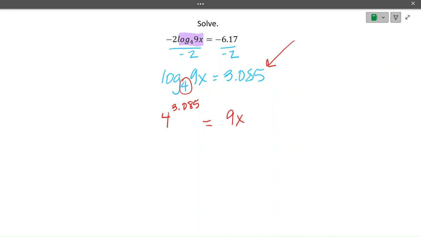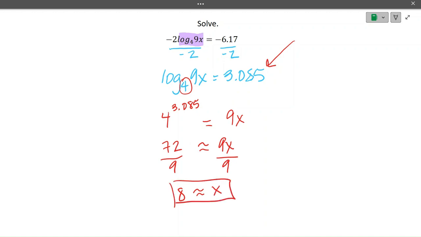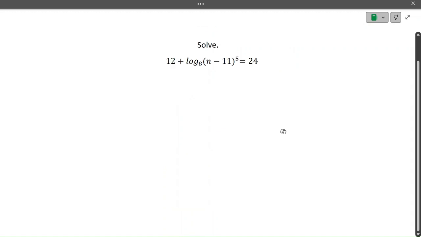All right, so when I do that, I get approximately 72 on this side, and that equals 9x. I'm going to divide by 9 on both sides. And when I do that, I get 8 is approximately equal to x. So I always encourage you to pop this back into your equation. And when you do that, you'll find that you get approximately -6.17.